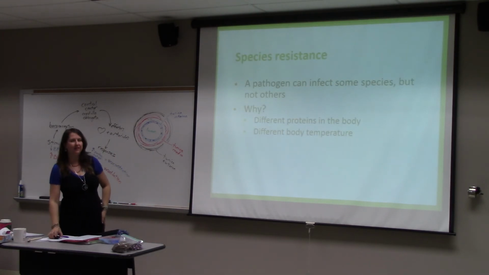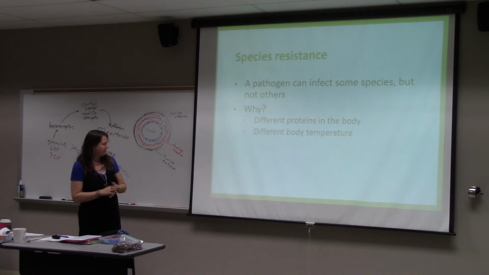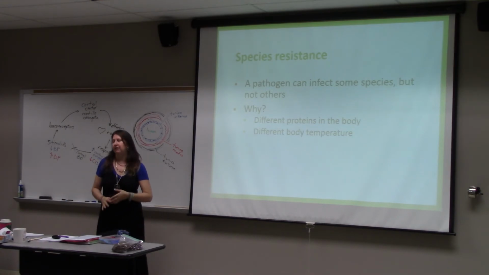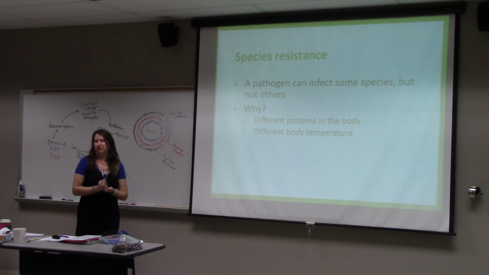Species resistance means that just because of what type of organism you are, you're immune to some pathogens, but susceptible to others. And that happens because we have different body temperatures or different proteins in the body that make us more susceptible to a particular virus or other pathogen. Some examples, HIV is human immunodeficiency virus. It only affects humans. There are other varieties like feline immunodeficiency virus. That one only affects cats.